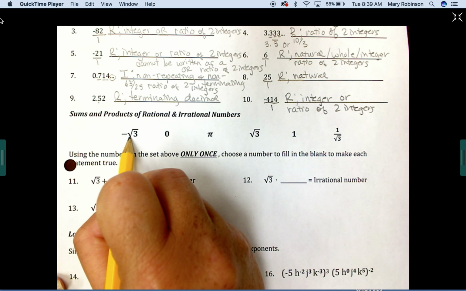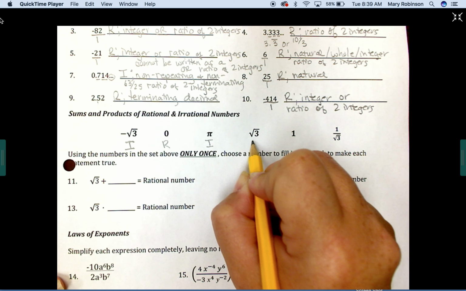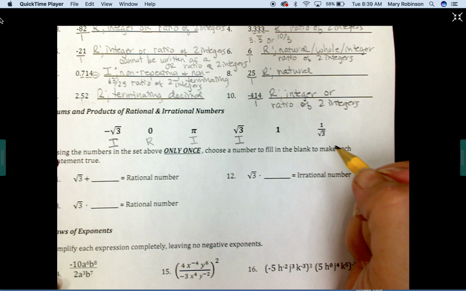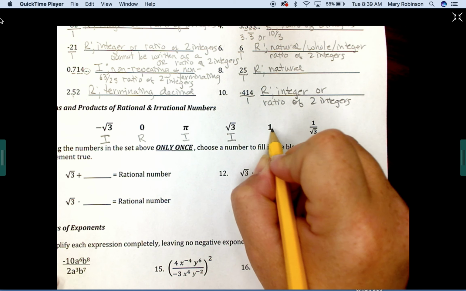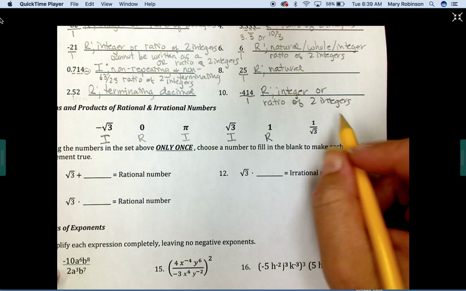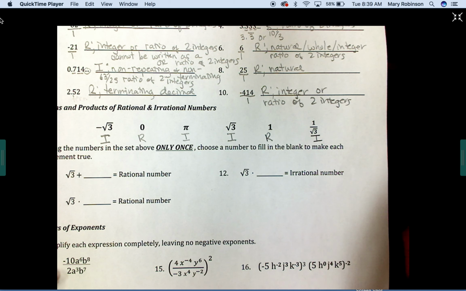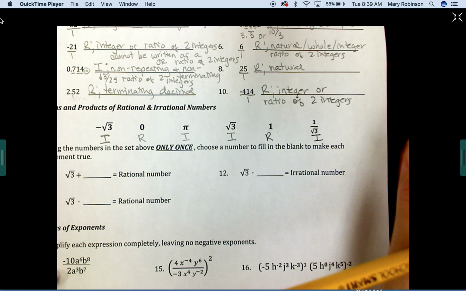If it is the square root of a non-perfect square, it is irrational. 0 is a whole number, which is rational. Pi is irrational. Square root of a non-perfect square, irrational. This is a natural or whole number, so that's rational. And 1 over the square root of 3 is irrational because square root of 3 is a non-perfect square.